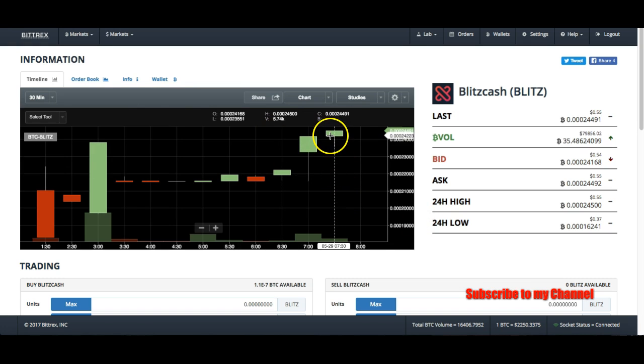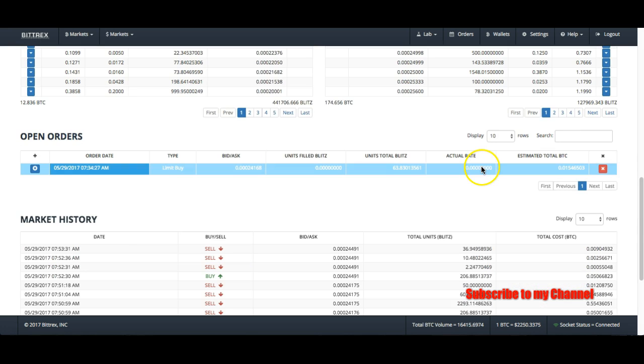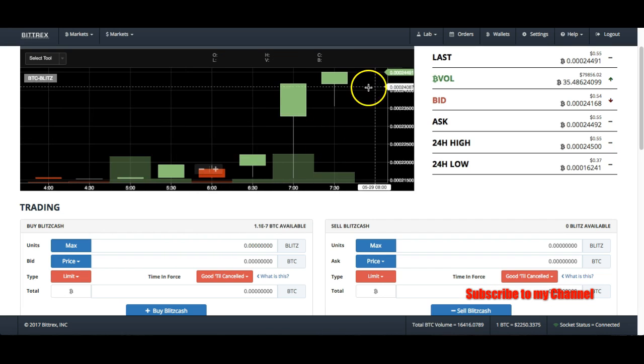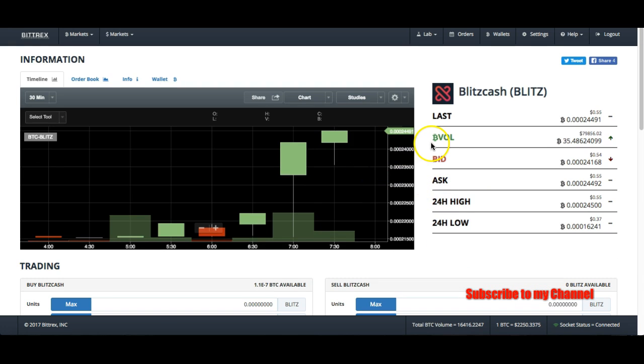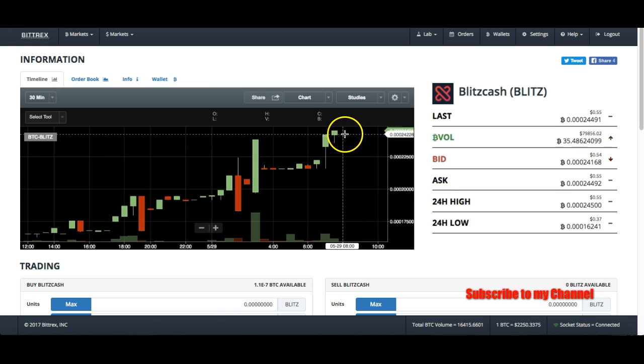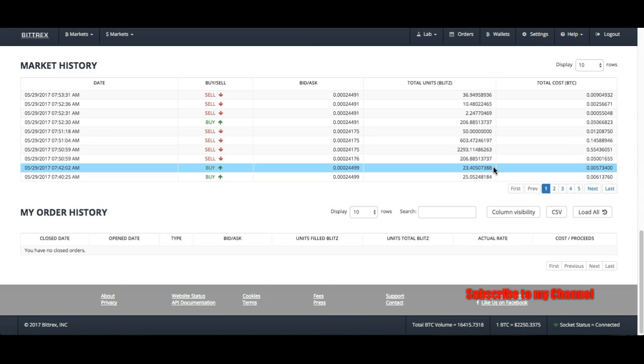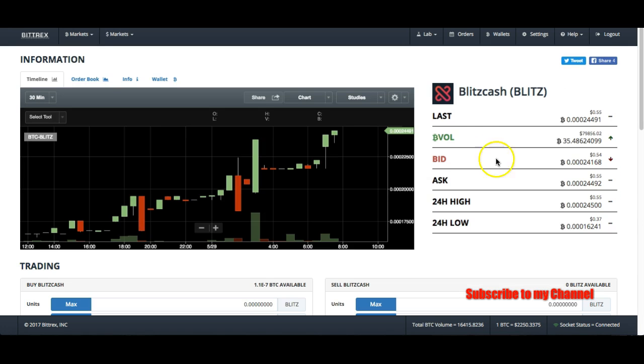So if I make any profits from this one, like in this case, it looks like I'm still in profit, I'm just waiting for my order to go through. If I do gain some profit, I'm gonna sell right away and go buy another coin, because I believe if this doesn't go up anymore, what's gonna happen is we're gonna get some negative downward trend.